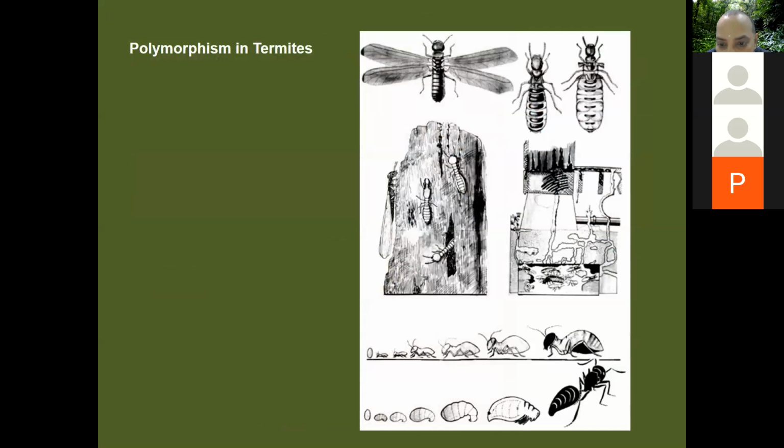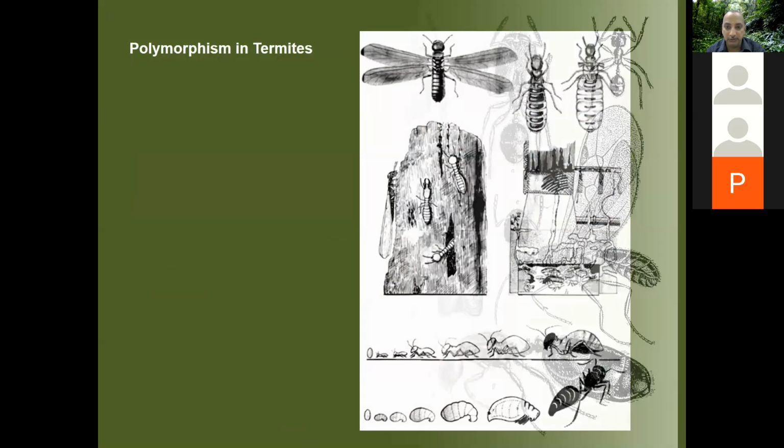So this is the polymorphism in termites. You can see different morphs. You have soldiers, you have workers, and you have the queen and males, which do different work, and they live in a large colony, and they are highly successful in living as social insects.